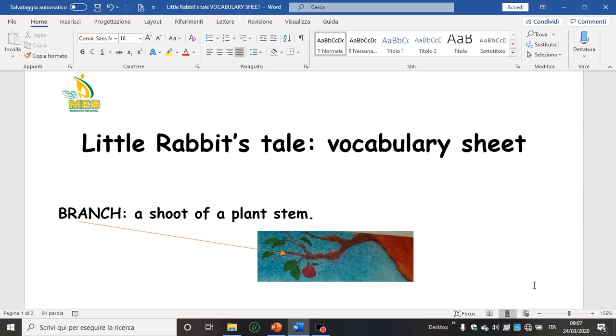Have you enjoyed your story, Little Rabbit's Tale? Okay, so now it's time to work on vocabulary, to work on words.